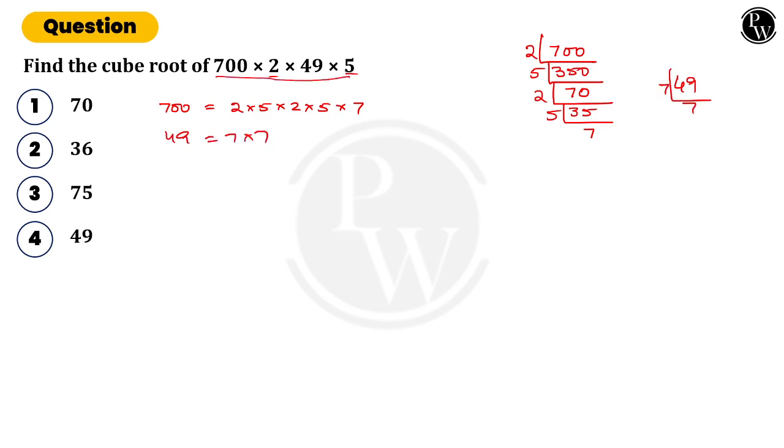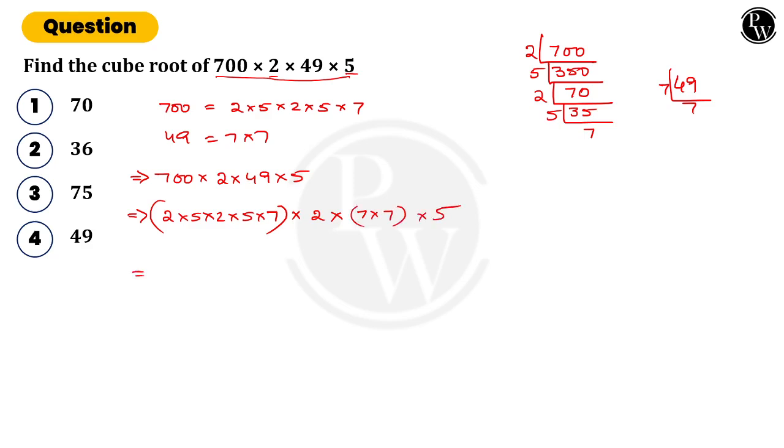Let's take this number 700 into 2 into 49 into 5. So, 700 can be written as 2 into 5 into 2 into 5 into 7. This is 700, again into 2, into 49 which is 7 into 7, into 5.